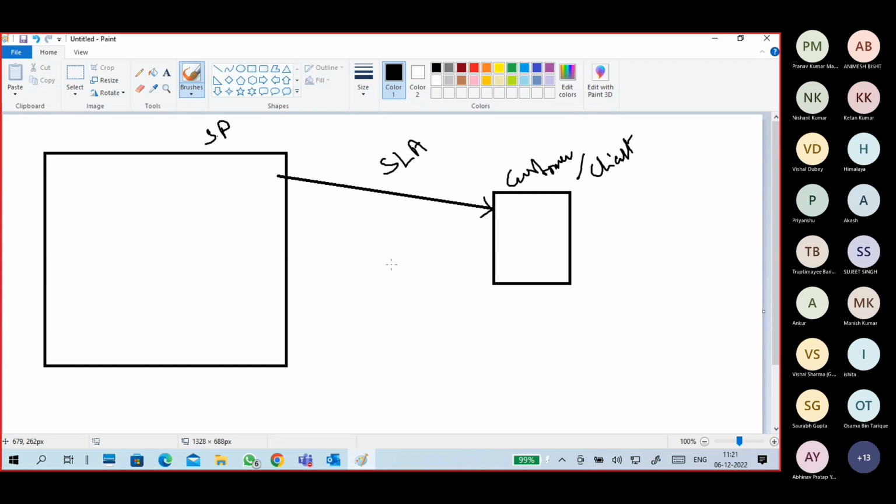What will this service level agreement do? It sets the terms and conditions of the service. What is the service I am providing, or what services you are getting from our organization? What are their limits, or terms and conditions? That is a service level agreement.